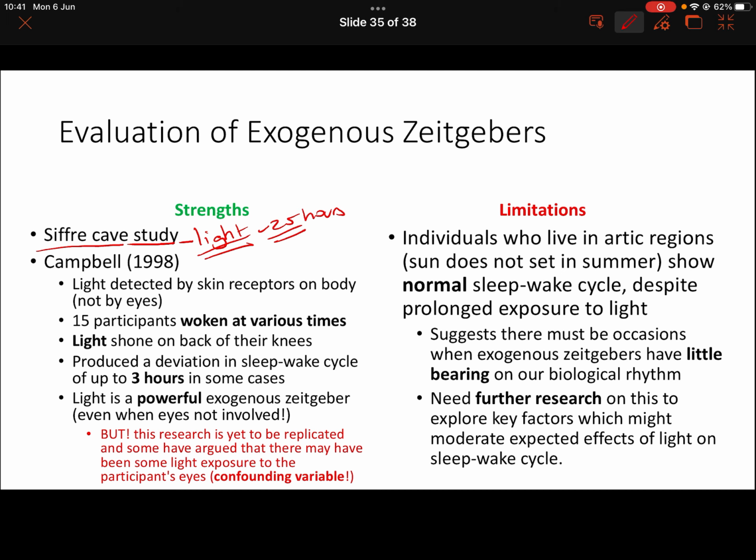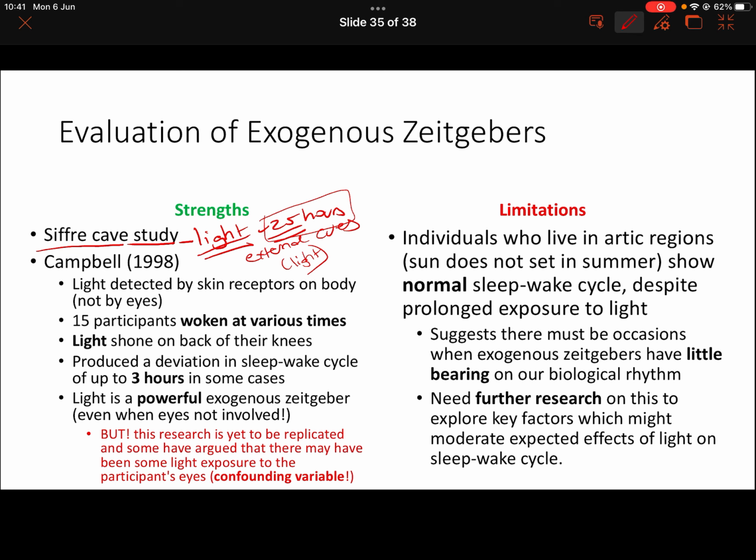So while this does provide evidence that there is an internal body clock, and it does show the importance of endogenous pacemakers, it also suggests that external cues, particularly light, that was missing in the caves, are important in training our circadian rhythms and bringing them in line with the 24-hour day. Otherwise, we would be free running at around 25 hours.